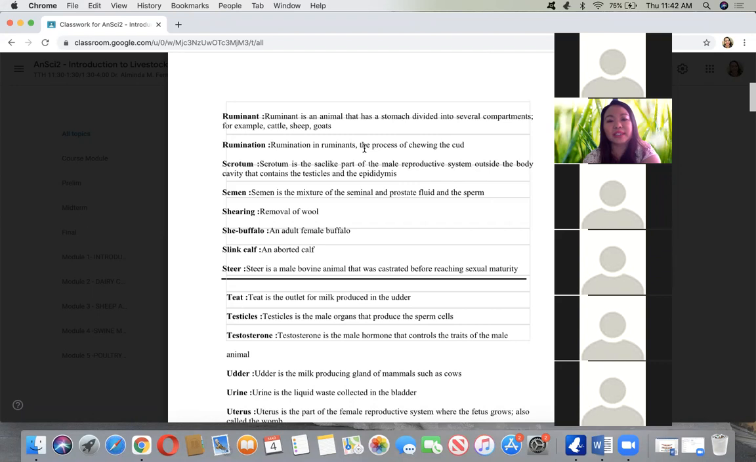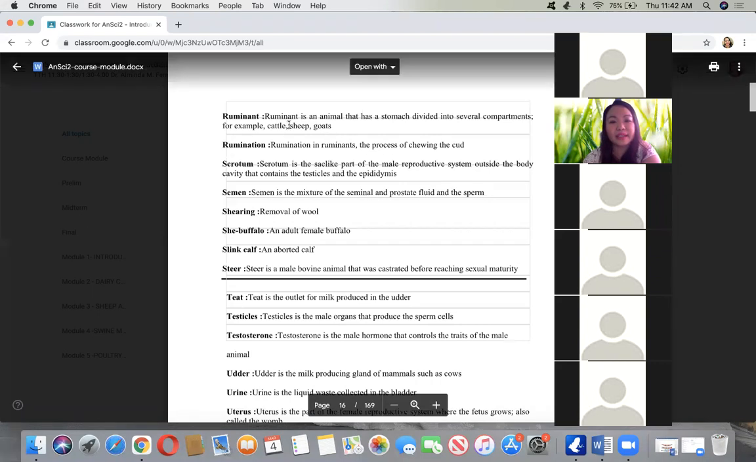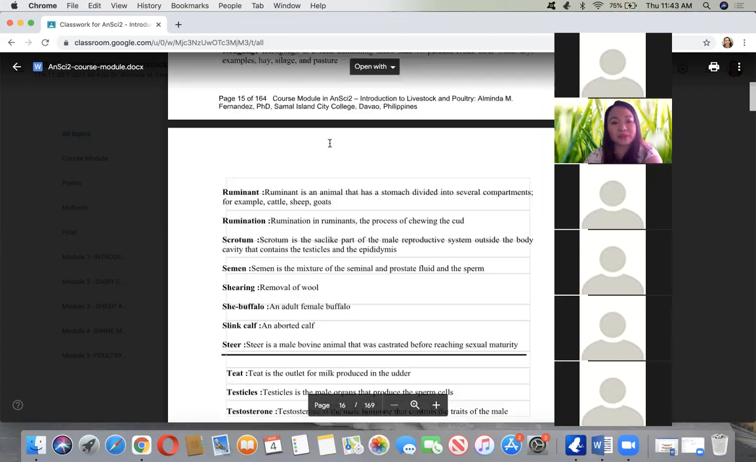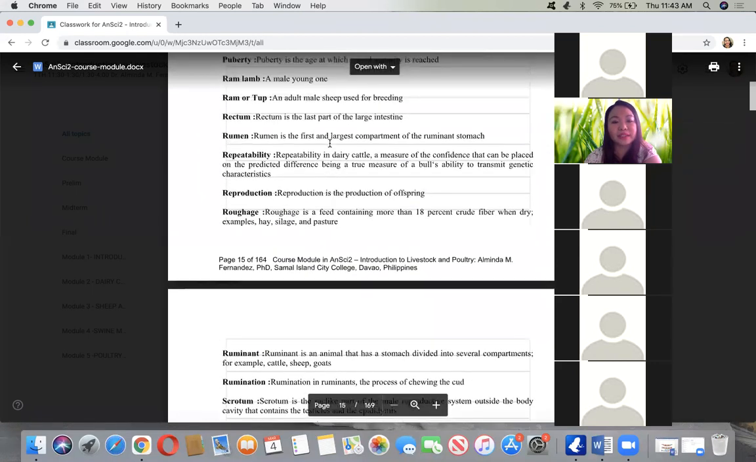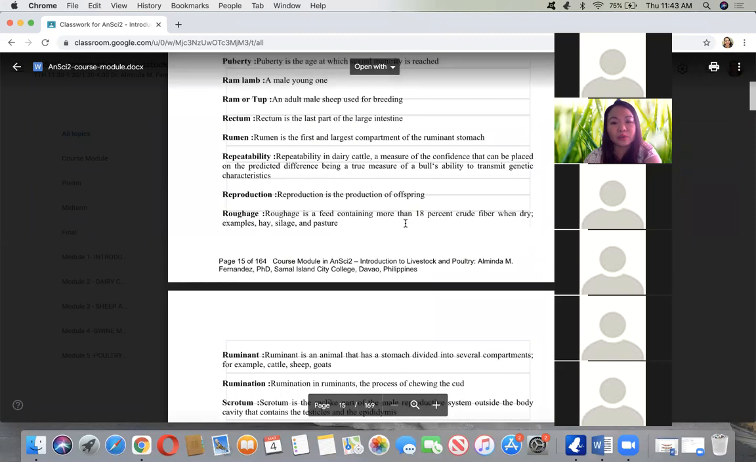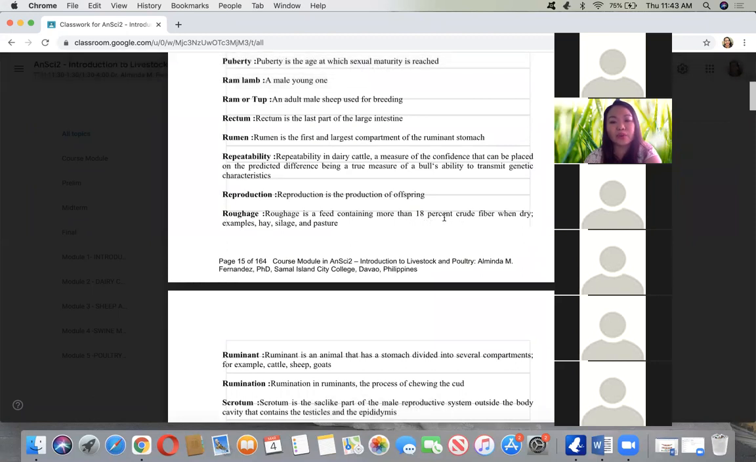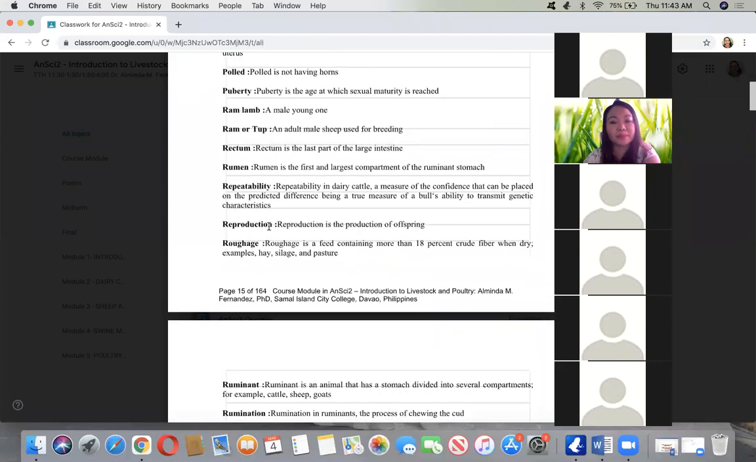Rumination is the process of chewing the cud. And ruminant is an animal that has a stomach divided into several compartments. So meron apat na stomach ang cattle, sheep, and goat, so they are all called ruminants. Roughage is the feed which contains more than 18% crude fiber. And reproduction is the production of offspring.